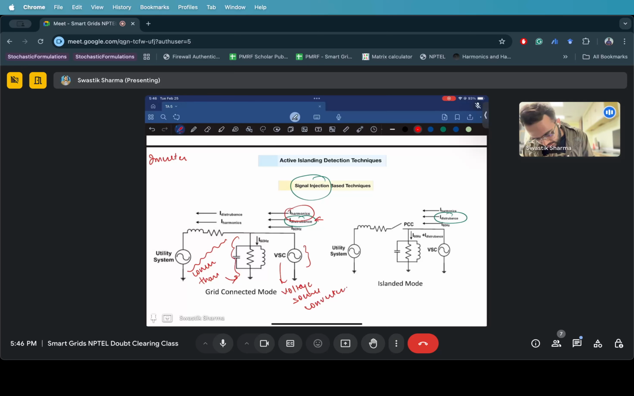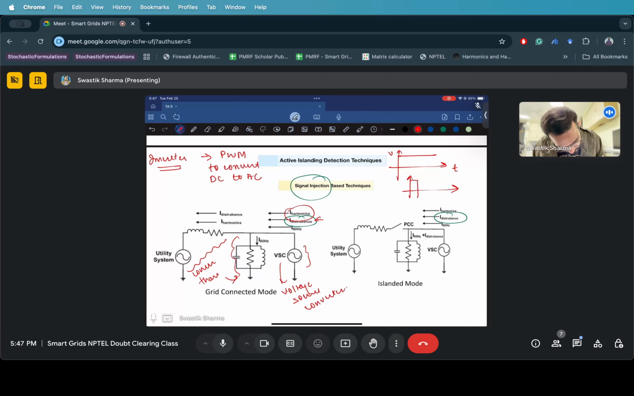So the inverter uses pulse width modulation to convert DC to AC, right? It uses switches. Let's say, for example, this is DC, pure DC. It's not varying with respect to time. By modulating switches, by controlling on and off, I can have positive voltage at one time instant, negative at another, then positive, then negative, and I can make it behave like an AC signal, right? If it is done at a very high frequency level.